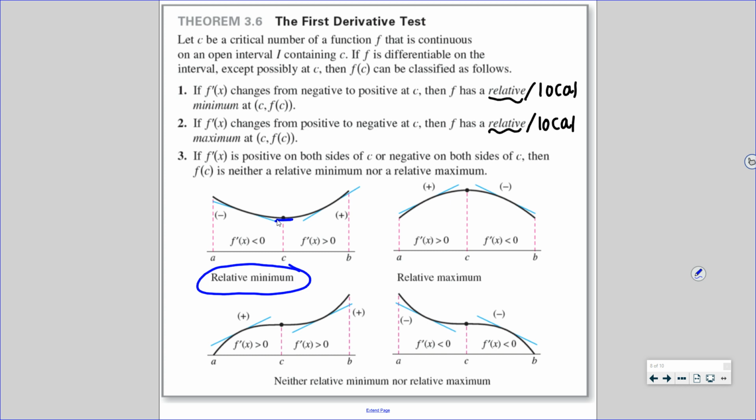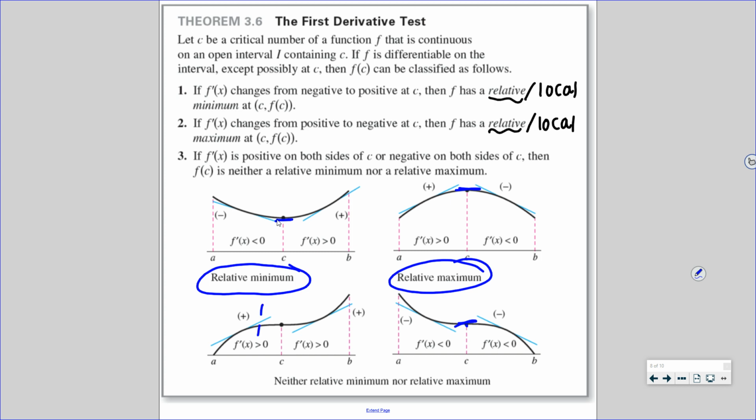Okay. If my sign changes from positive to negative at that critical point, then I know I'm going to have a relative max. If it doesn't change sign, then it's still considered a critical point. There's still a horizontal tangent here. However, it's not a max or a min.